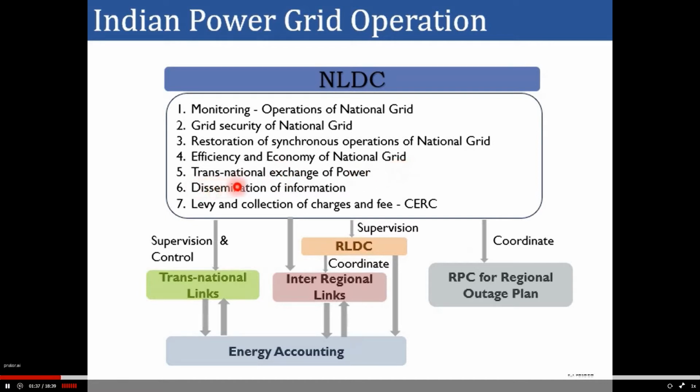It also ensures the monitoring and optimal operation of transnational exchange of power, because we have power exchange among our neighboring countries, say Bhutan and Bangladesh. So when we exchange power among our neighboring countries, we have to make sure that the required power is being exchanged. So monitoring and energy auditing for transnational power corridor is being taken care of by National Load Dispatch Center.